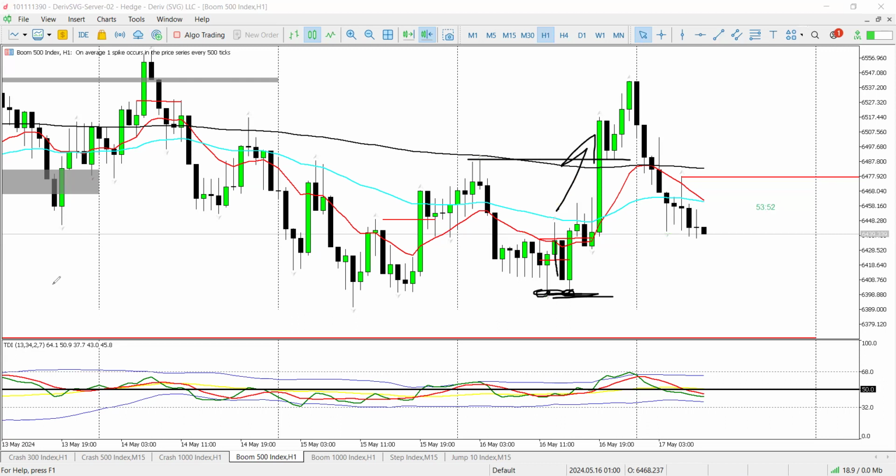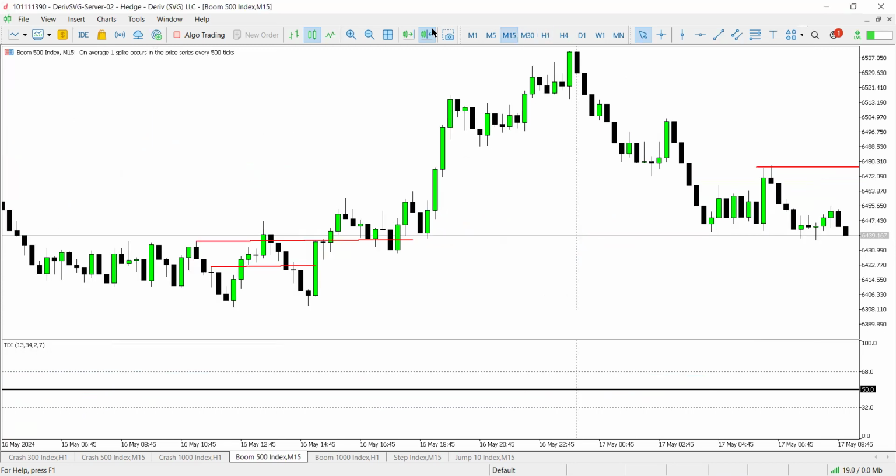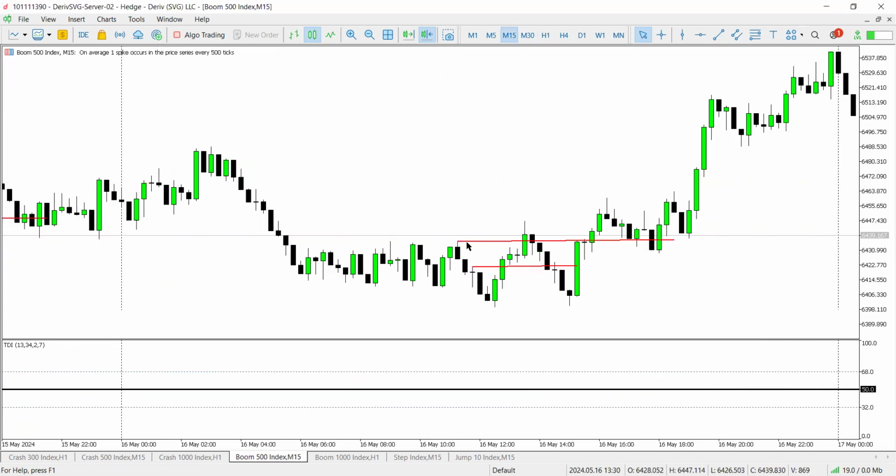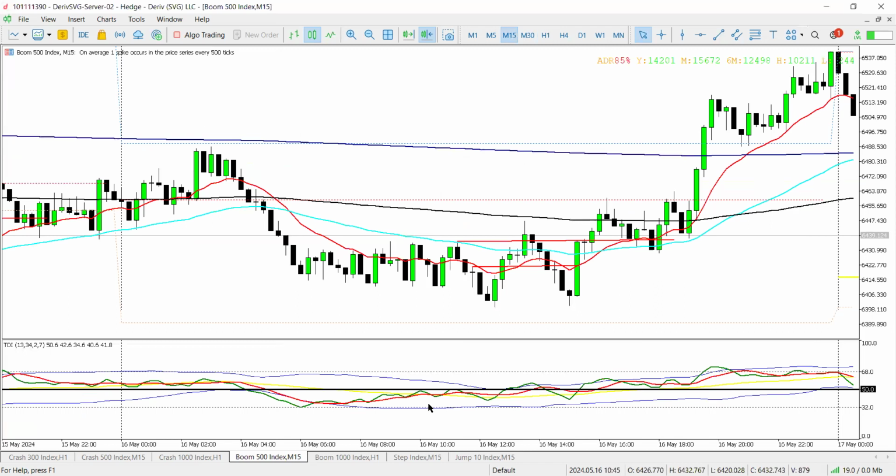That's how you come up with your bias if it's a no bias day. Then after this, price came back above, closed above the 13 EMA. So now if you jump to M15, you find something like this. So the candlestick with the wick was this one on H1. That's the first sign which shows us that we're pushing up, right?